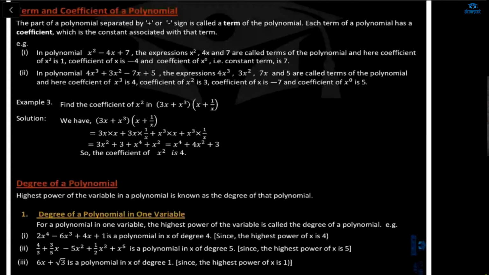So, what is the coefficient of x cube? Ma'am, 4. And what is the coefficient of x square? Ma'am, 3. Coefficient of x?